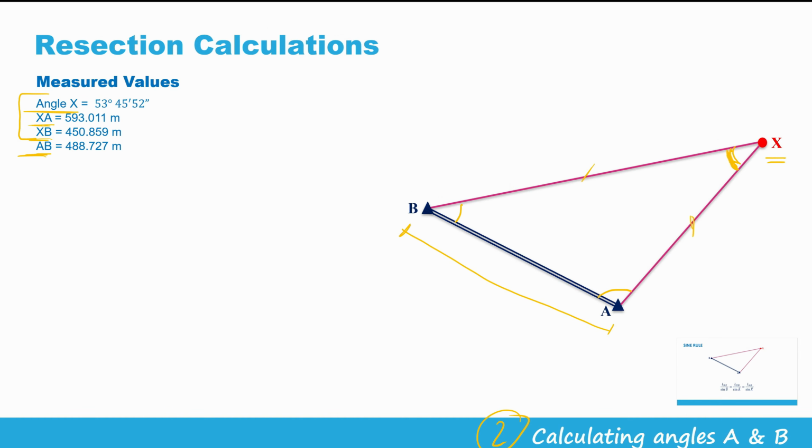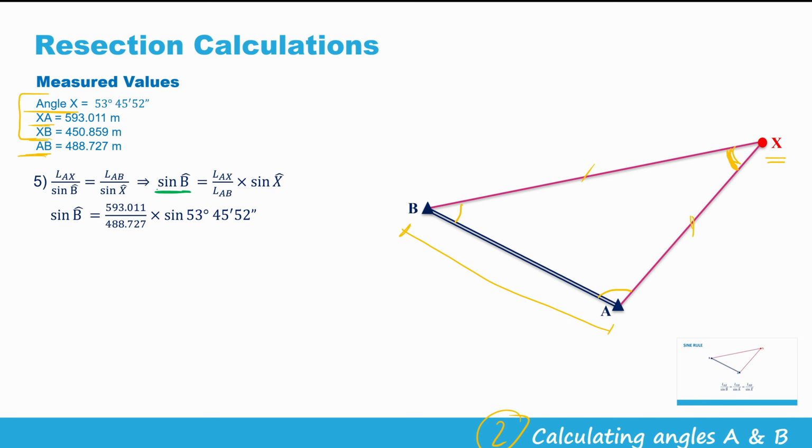Now let's do the calculations so that you will understand this in a better way. Let's start with angle B. This is the sine rule. It says the length of AX divided by sine B should be equal to the length of AB divided by sine X. From here we can get sine B, which should be equal to the length of AX divided by the length of AB times sine X. All of these values are known. I know AX, I know AB, I know sine X.